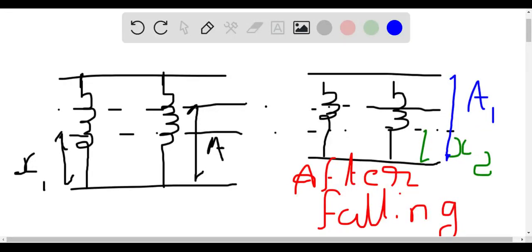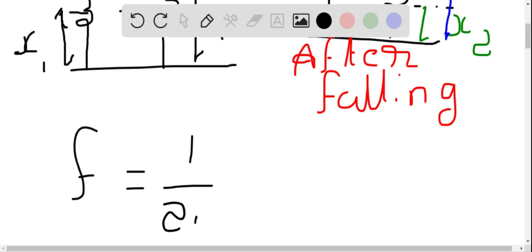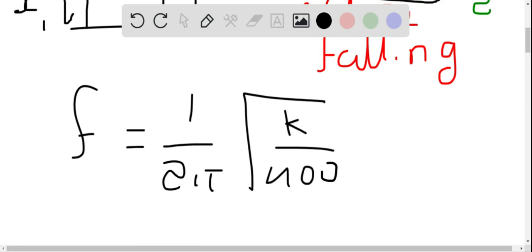In both cases, extreme position will be same before and after falling where velocity is zero. So here, first of all, we will use frequency formula. Frequency f is equal to 1 upon 2 pi into square root of k divided by 400. Here we will take g is equal to 9.8. So the frequency will be 0.6 hertz.